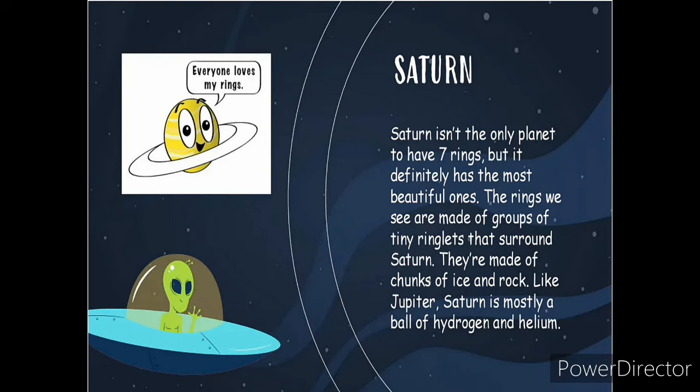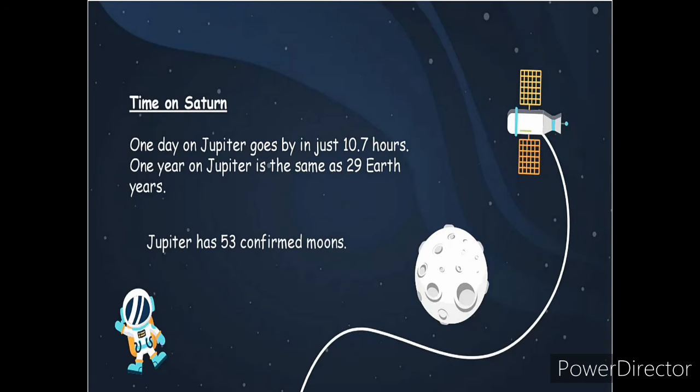The rings of Saturn are made of chunks of ice and rock. Like Jupiter, it is mostly a ball of hydrogen and helium. It is made up of hydrogen and helium. Okay, it does not have a very strong surface like Jupiter.